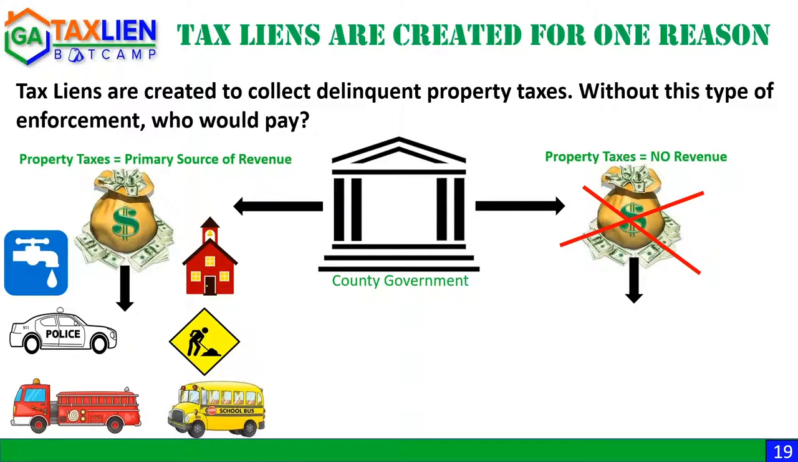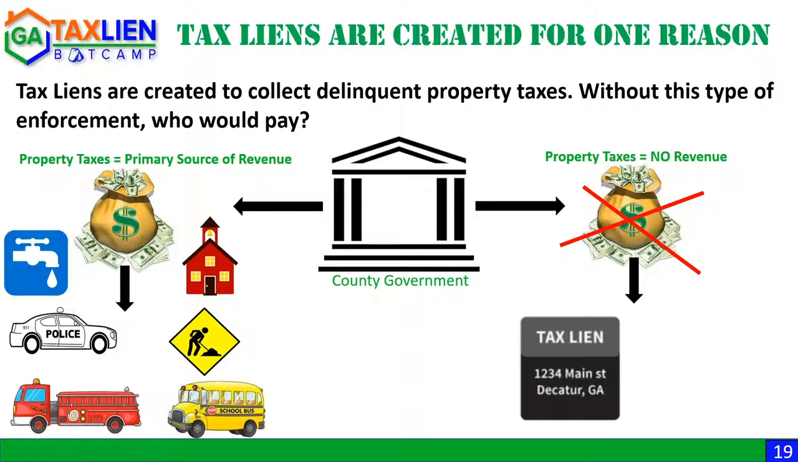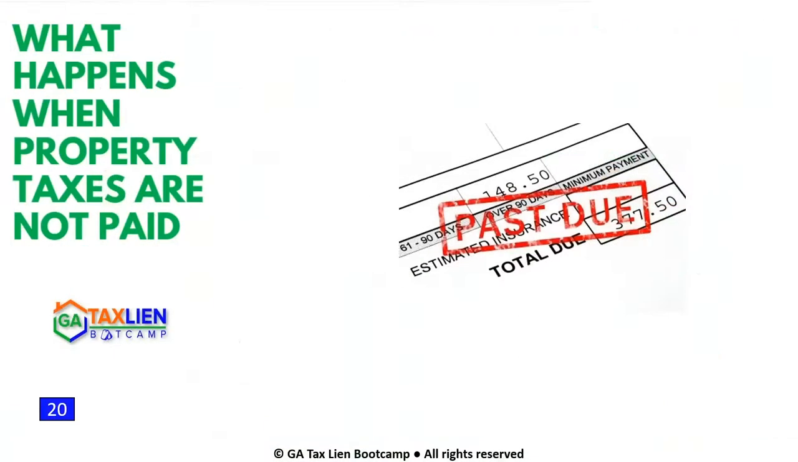The tax commissioner, he or she, has a legal obligation to collect those past due property taxes. So they have unprecedented power to actually levy any parcel and then sell that parcel on the county courthouse steps to recover those past due property taxes. That's how tax liens actually work. So let's take a closer look at that.